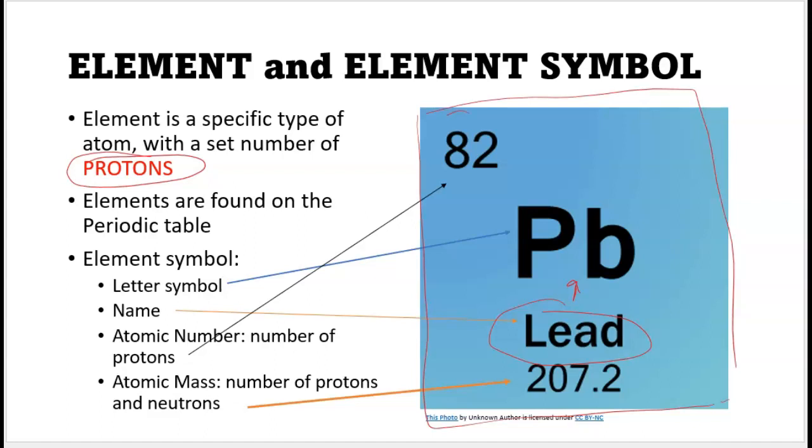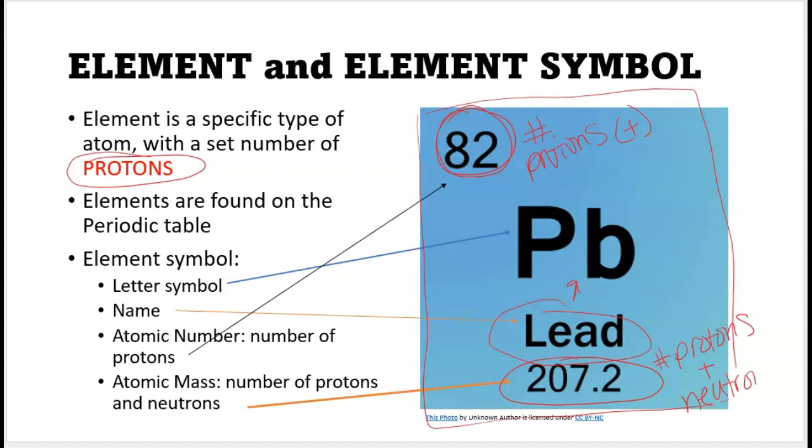Then there are two important numbers. The first number is the atomic number, okay? The atomic number is going to give you the number of protons, remember, which had a positive charge to it. So lead has 82 protons. The second number, which is found down below, is the atomic mass, and this is going to be the number of protons plus the number of neutrons.